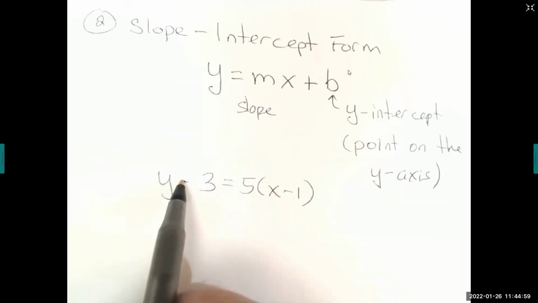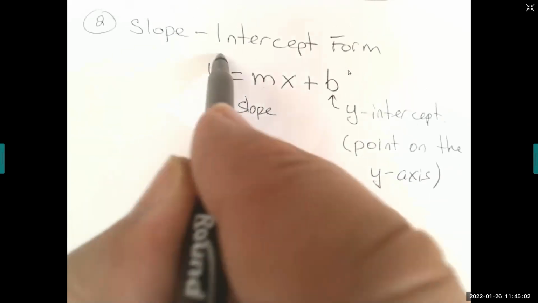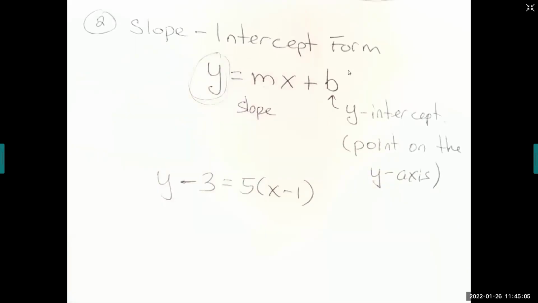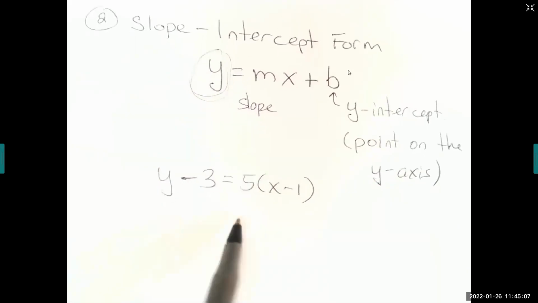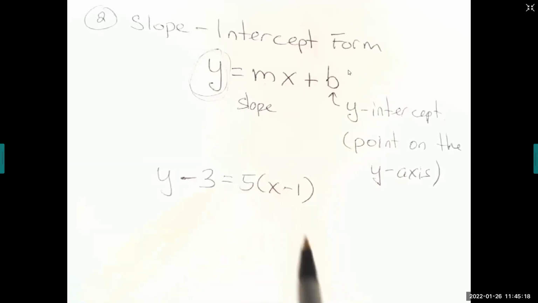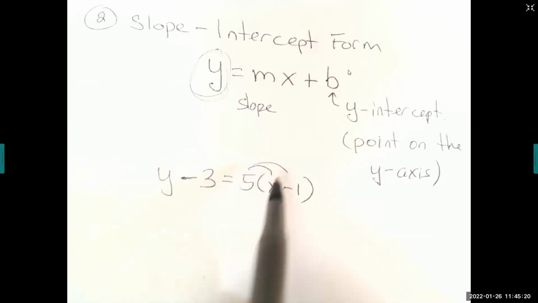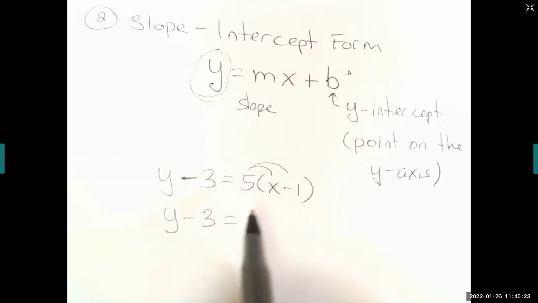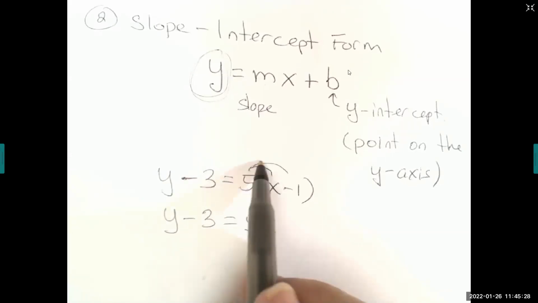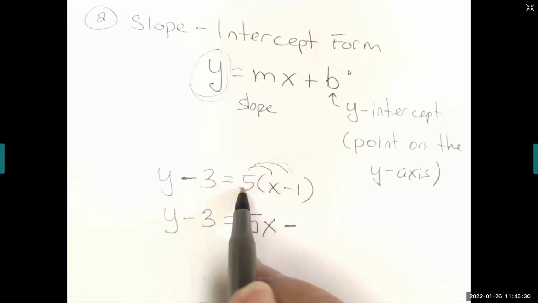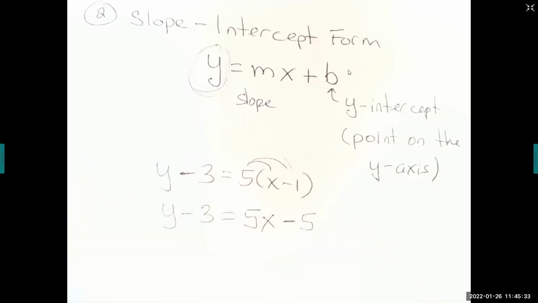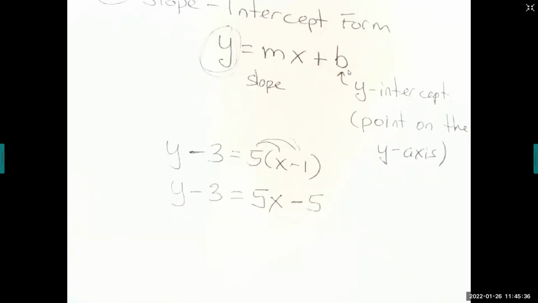How do we go from this to this? Solve for y. Get y by itself. What's the first thing we have to do? No, before that. We have a parenthesis here. Distribute. So positive is positive. 5 times x is 5x. Positive times negative is negative. 5 times 1 is 5. That's the first step. You get rid of the parentheses.